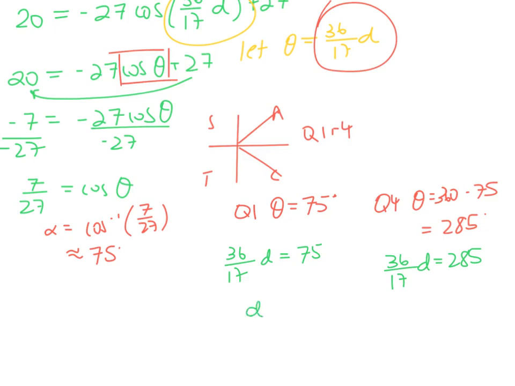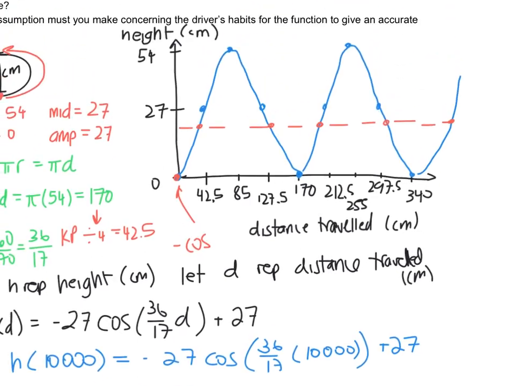So when we do that, you end up with approximately 35.4 centimeters, and that's the first time. And for the second time, when you take 285 and multiply it by 17 over 36, you get approximately 134.6 centimeters. And that's the second time. Now, I'm going to go back to the sketch and label these points, and then we're going to problem solve on how to get the fifth time.